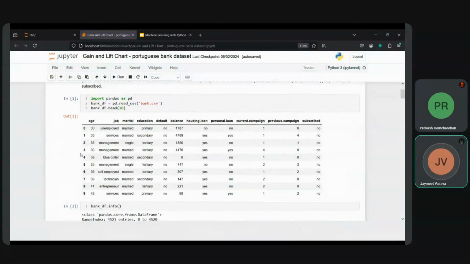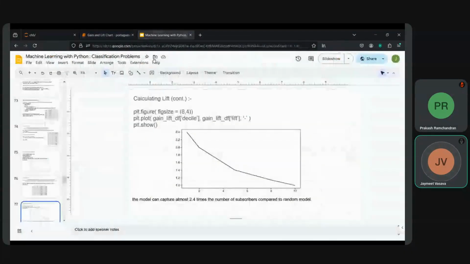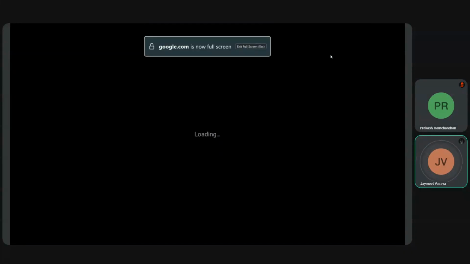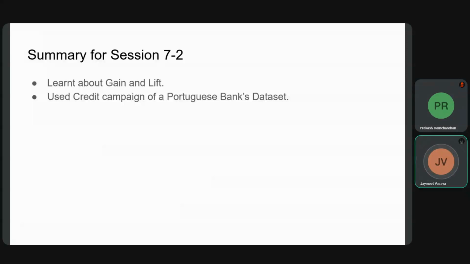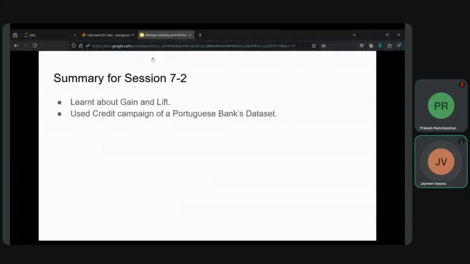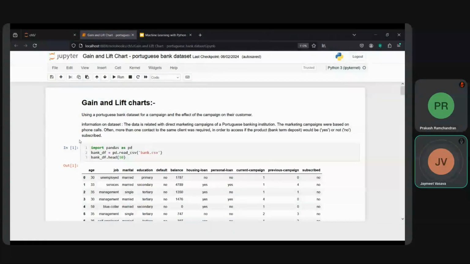So just to summarize this session, I'll be summarizing using the code. This was the introduction to the gain and lift concepts, and we used the Portuguese banking institution's dataset in order to understand this. So let's quickly look at the code.